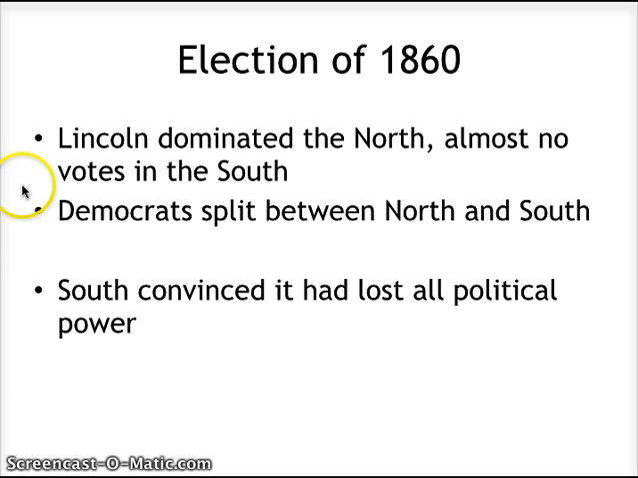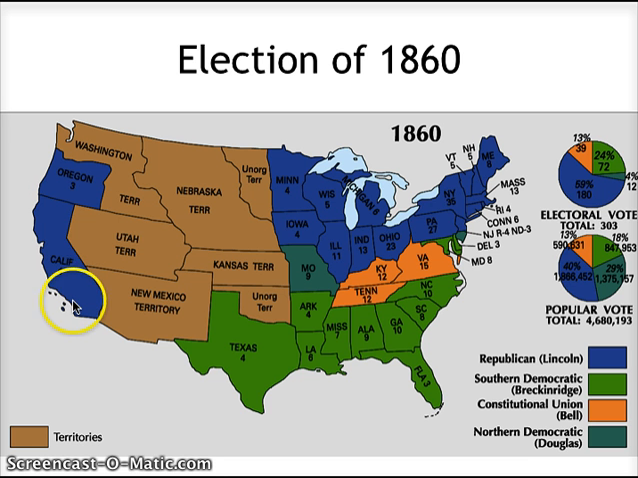Now the Democrats are split. They have half their people in the North, half in the South. As soon as Lincoln ends up gaining the presidency, the South is basically convinced that all their political power has been lost. So if we were to look at this map, we're seeing the green.